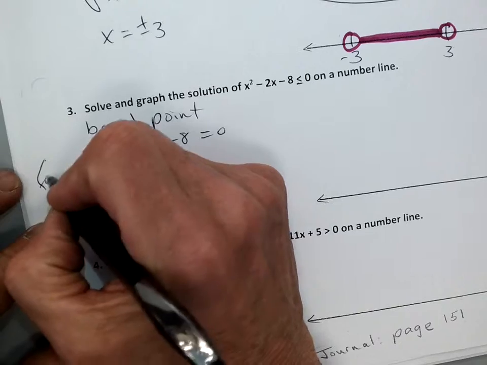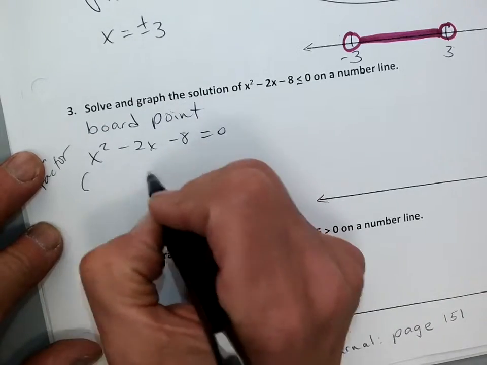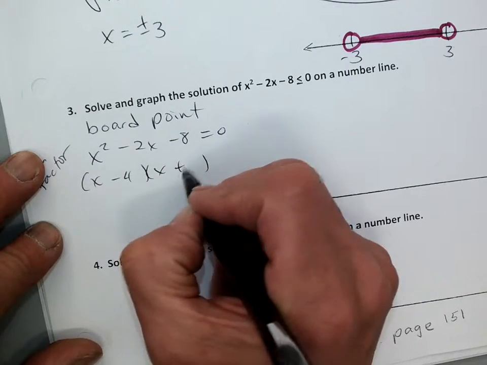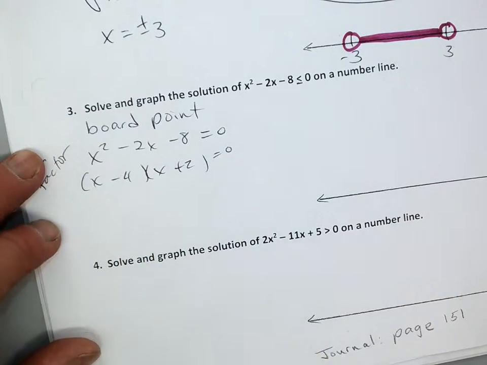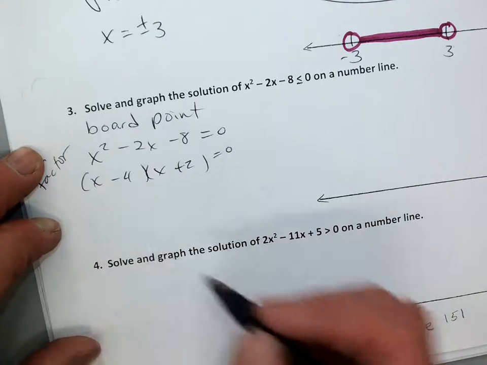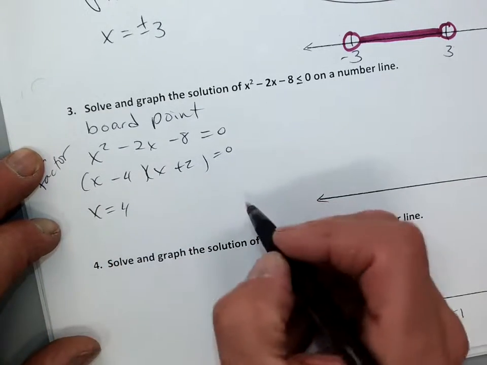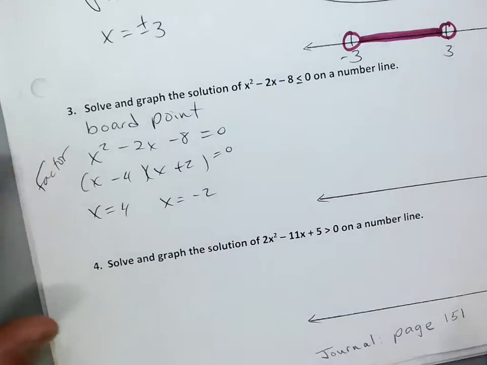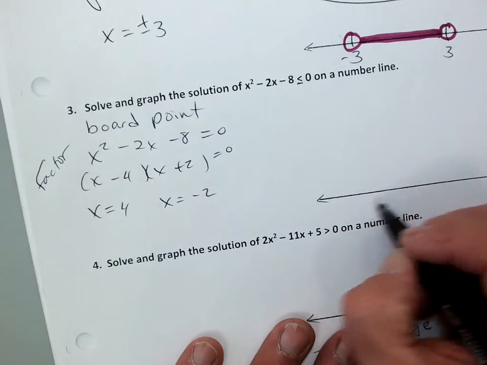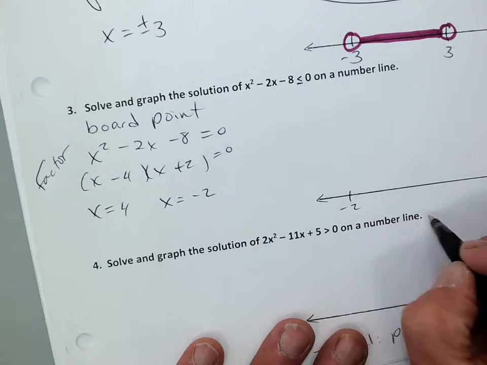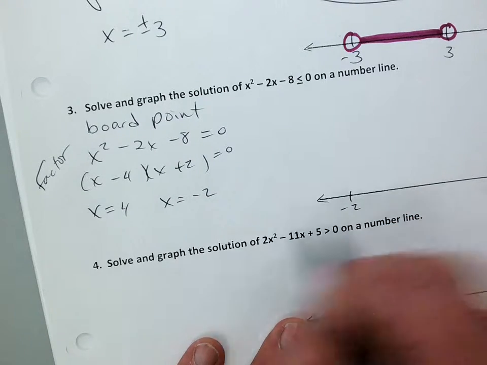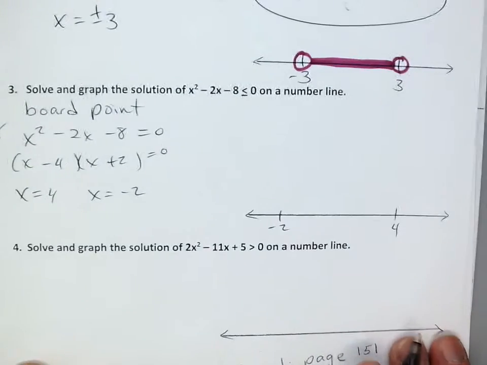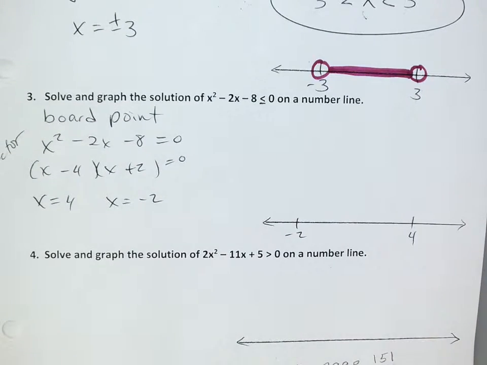I've got to factor, so I'm going to go x minus 4, x plus 2, right? If I do my mini equations, I've got a border point at x equals 4 and a border point at x equals negative 2, okay? So put a dot at negative 2 and a dot at 4, okay? Now, where are we going to shade? So what I do is I test a point.